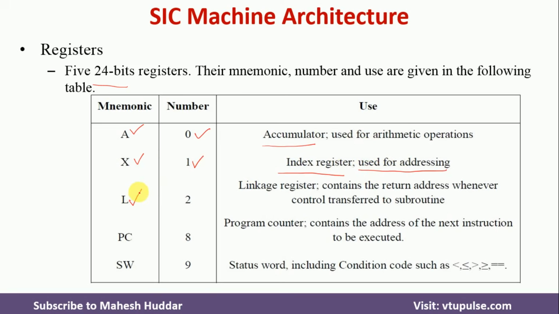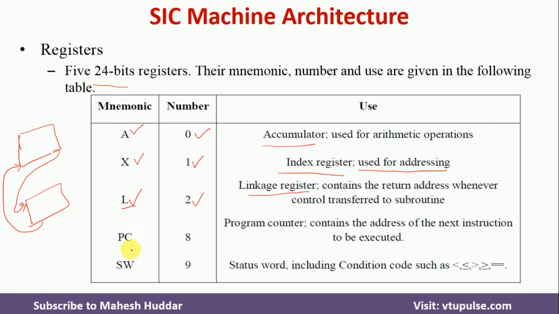The third register is the L register. The numeric value for this one is 2. It is a linkage register. It contains the return address whenever control is transferred to a subroutine. For example, let us say that we have written one subroutine here, and the control goes to this other subroutine when I call it. Once this subroutine completes execution, the control has to come back and start executing the next instruction here. So the return address is stored in the linkage register.